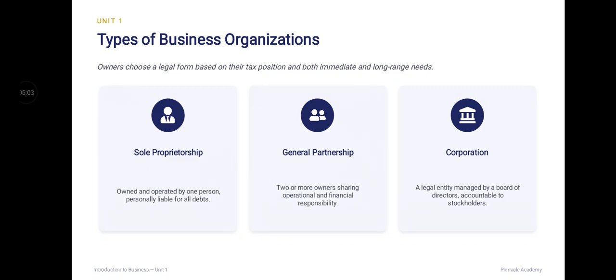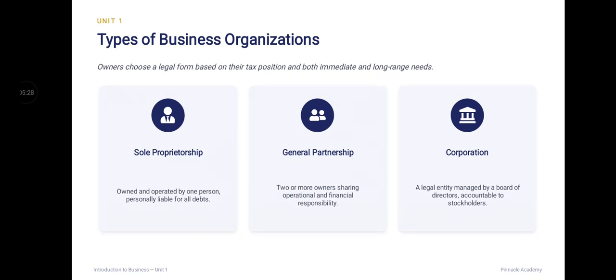Every business owner has to choose a legal form for their business, and this choice depends on their tax situation and both their short term and long term goals. And this is what gives rise to the different forms or types of business organization. Let's walk through the three primary forms.